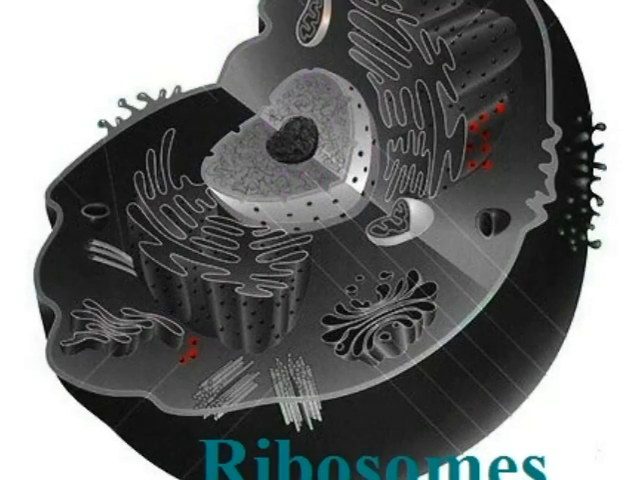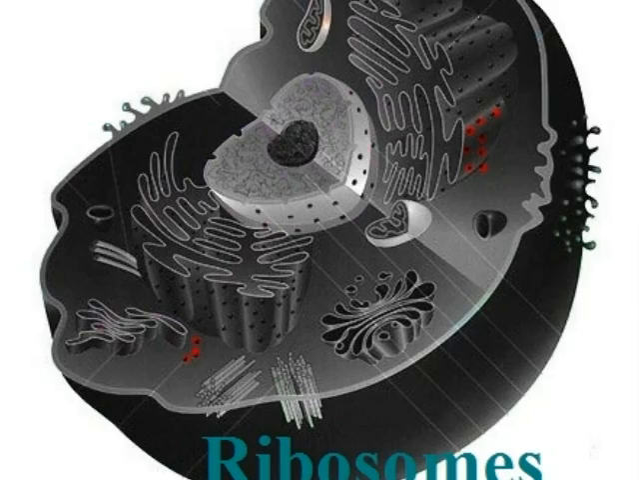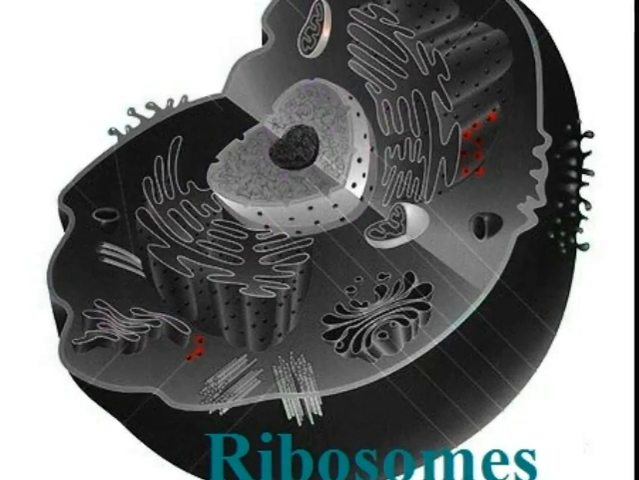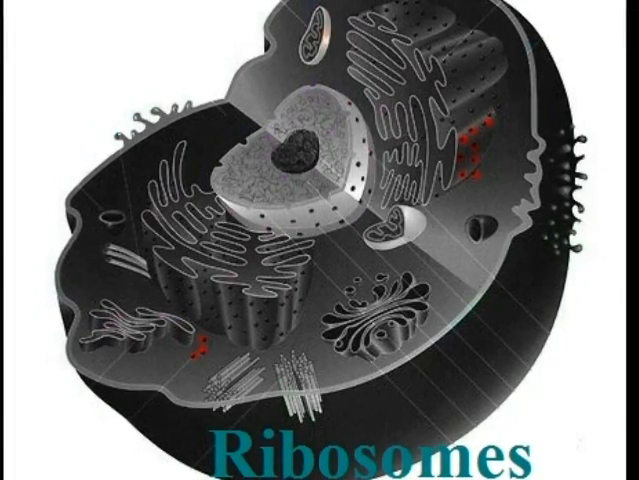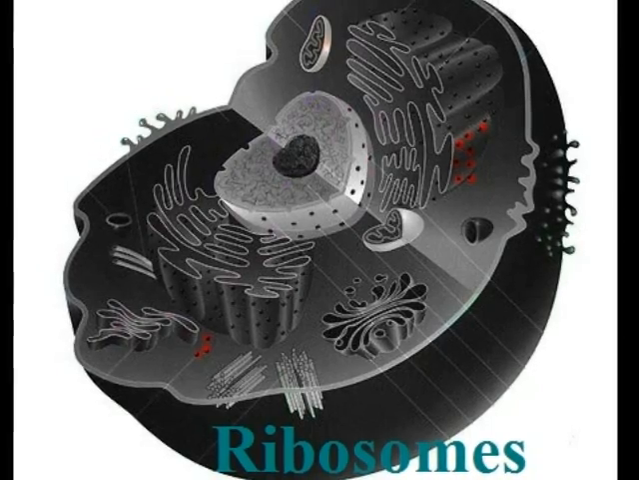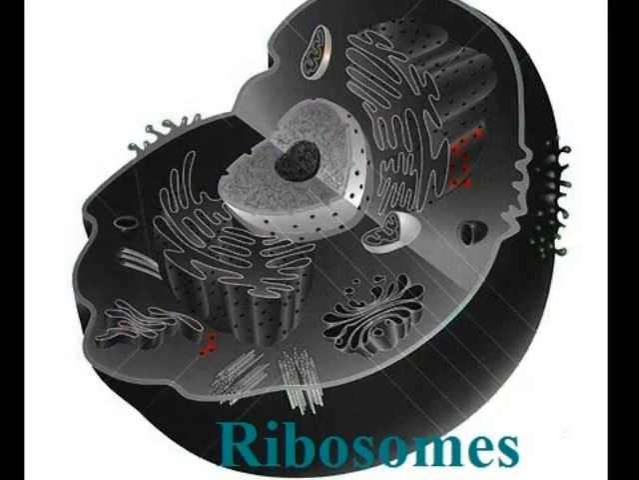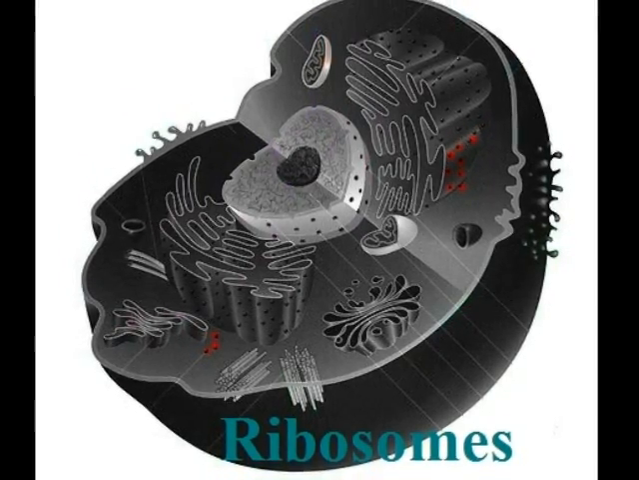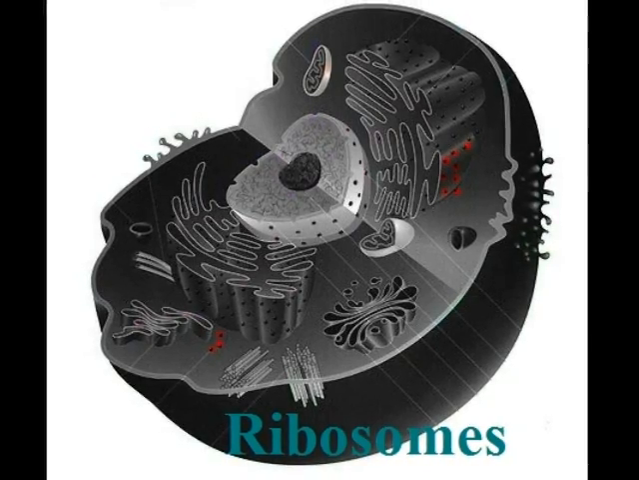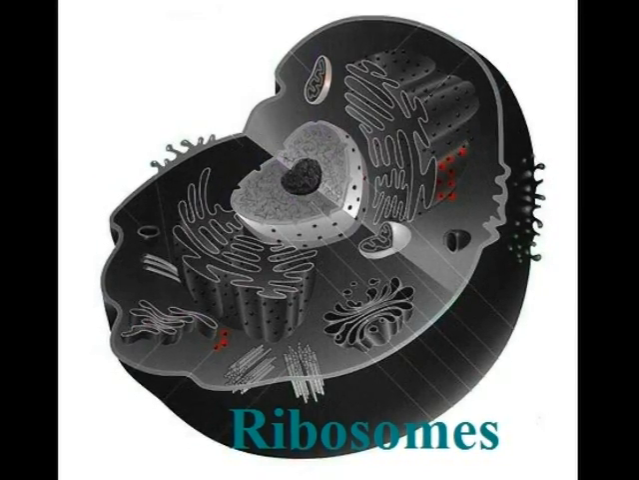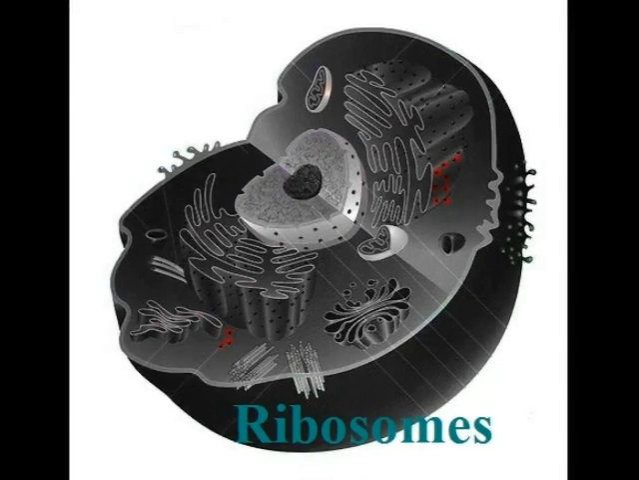On your right, you can see attached ribosomes, and on your left you can see some free ribosomes. Ribosomes are dense particles that consist of two subunits, RNA and proteins. They may be free or attached to the rough ER and are sites of protein synthesis.